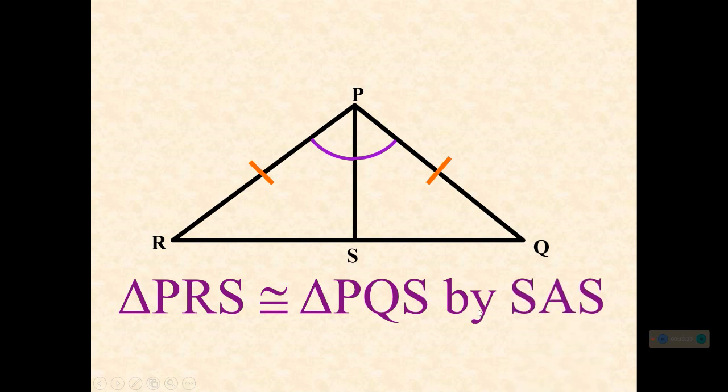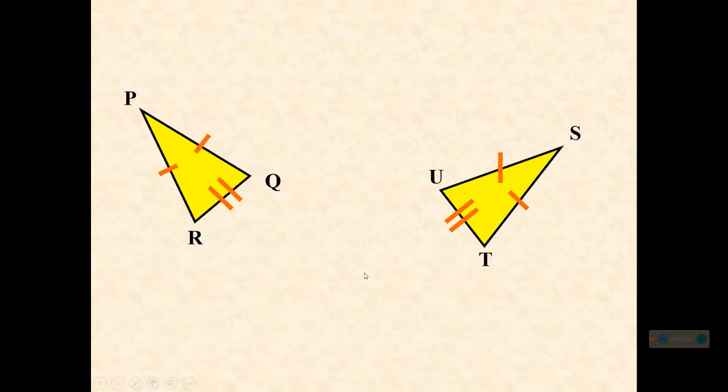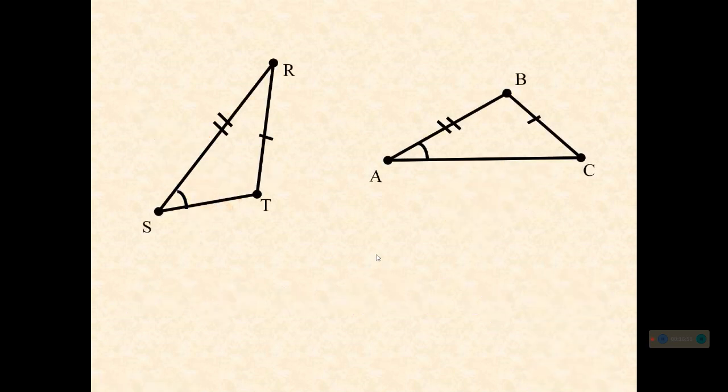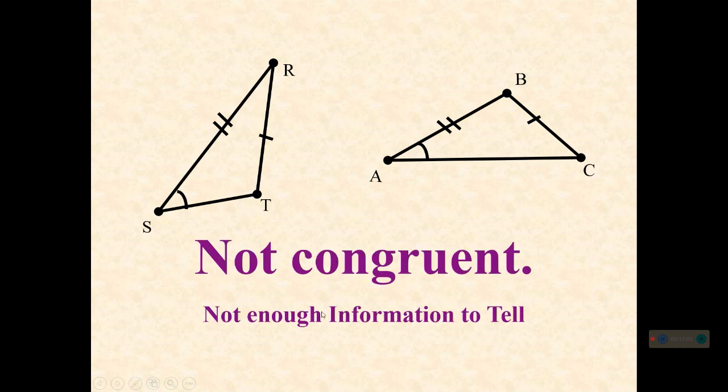That's correct. SAS. Next, number 2. How about these two triangles? How can you name these two triangles? We may have here triangle PQR is congruent to triangle STU by what congruence postulate? Yes, SSS congruence postulate. Next, number 3. What can you say about the two figures? They are? Yes, not congruent. Not enough information to tell.